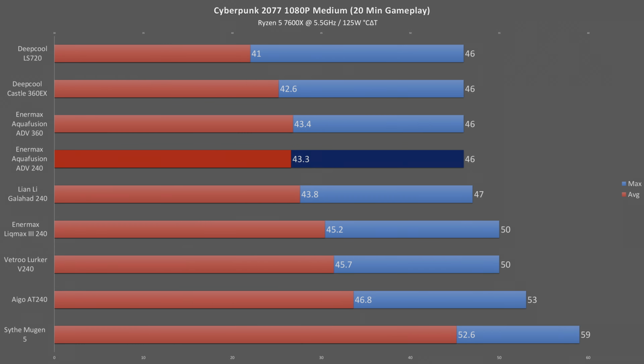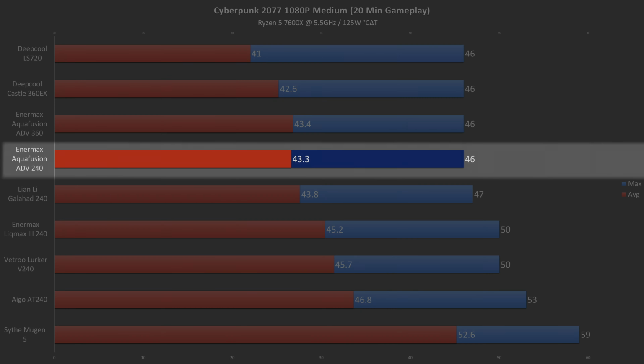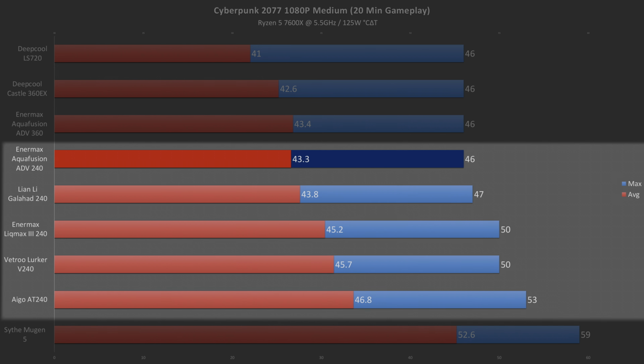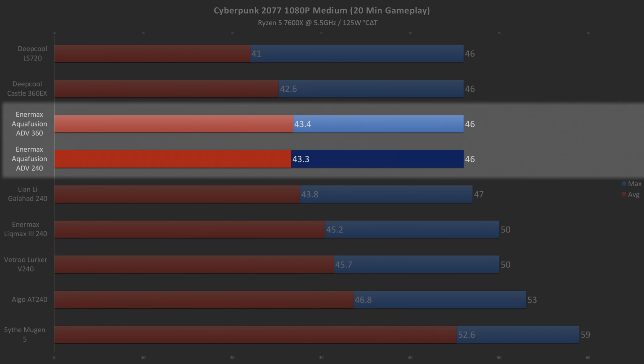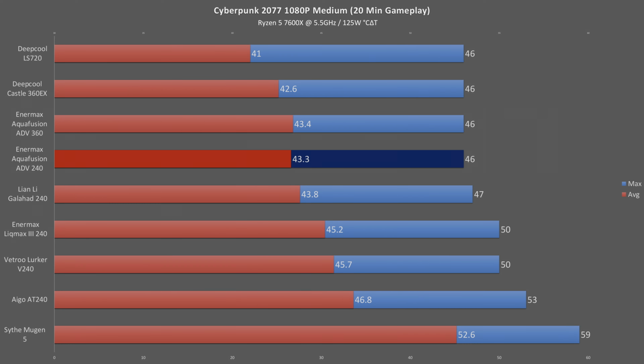Now, in the gaming test at a normal CPU usage, the Aquafusion Advanced 240 does appear to deal with the fluctuating CPU frequencies and usage better than the other 240mm AIOs, even matching the 360 version, which also demonstrates that in a gaming rig, a 240mm AIO is really the limit of what's needed for the 7600X.